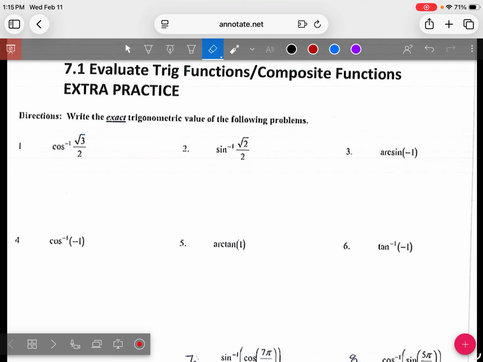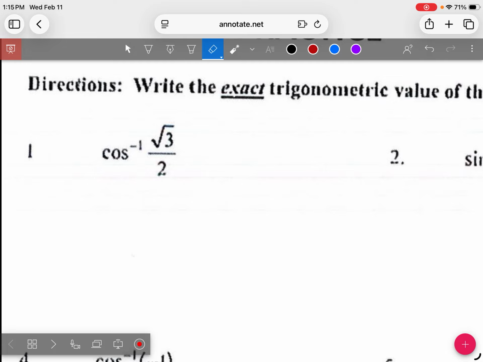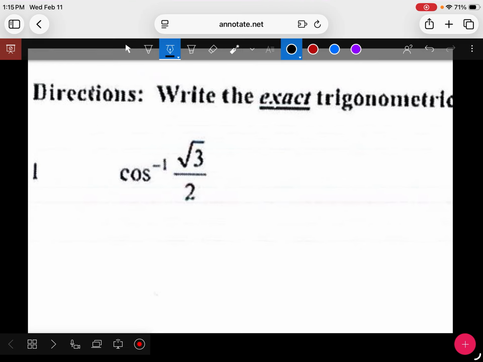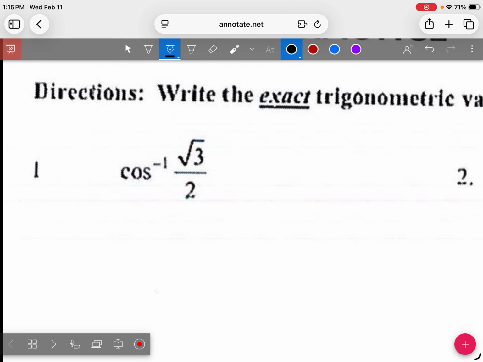So the biggest thing is you have to remember what angle, what quadrants we're looking at. So what quadrants do I look at for cosine? 1 and 2. So cosine, your answers can be between 0 and pi. What angle in quadrants 1 or 2 has a cosine of positive root 3 over 2?